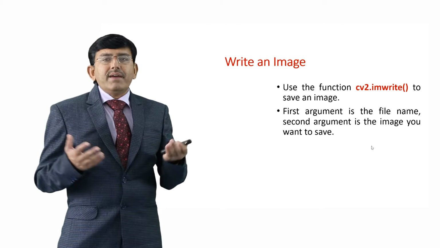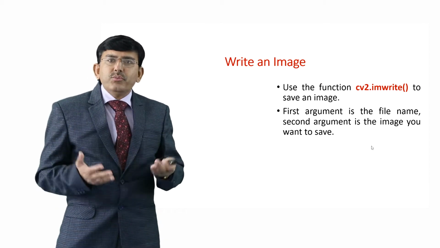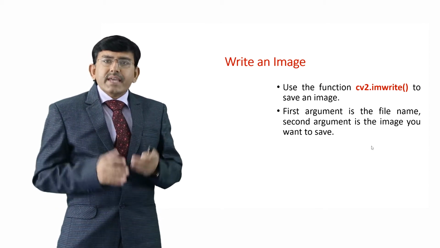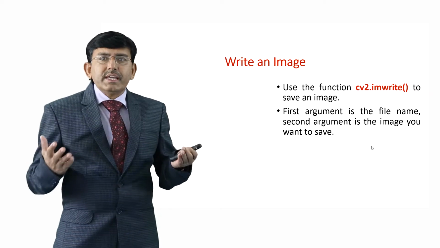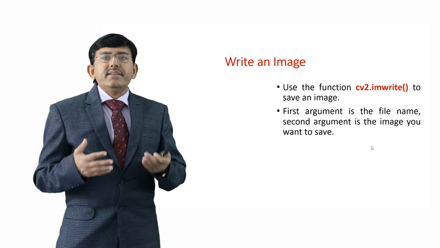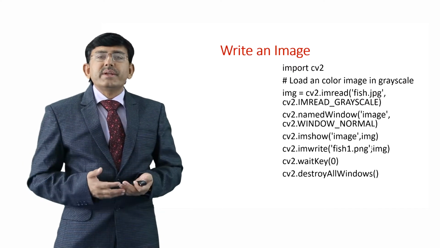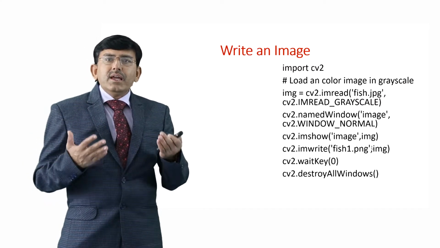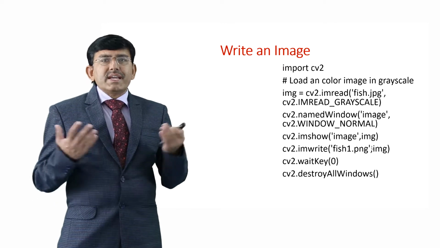Use the function cv2.imwrite to save an image. The first argument is the file name. The second argument of this function is the image that we are going to save, and it will save on the permanent storage device. Now here, load a color image in grayscale.